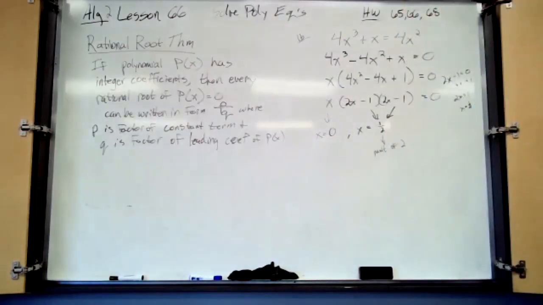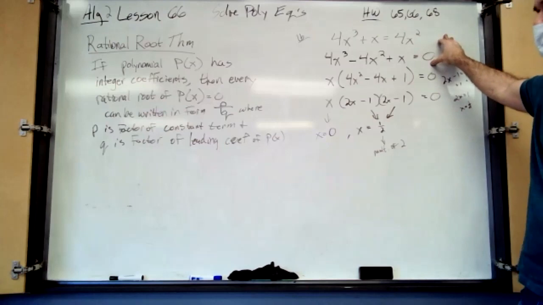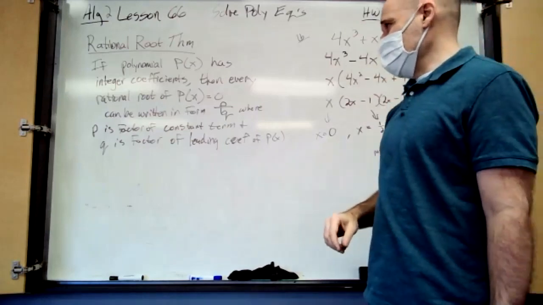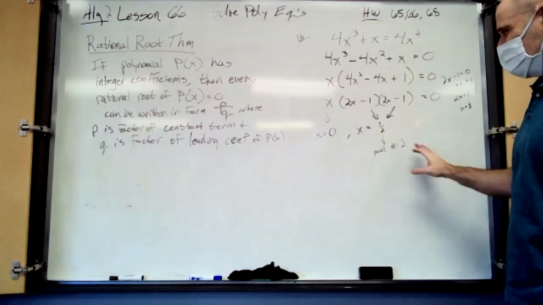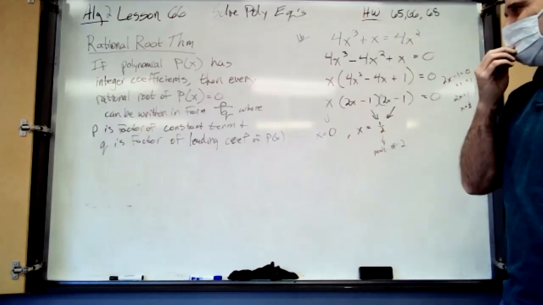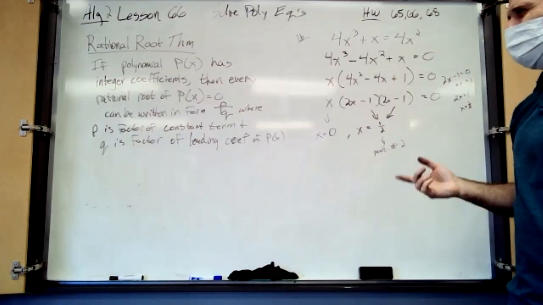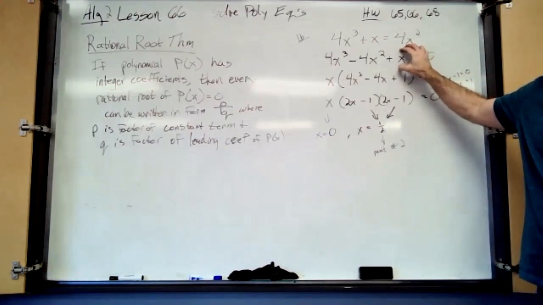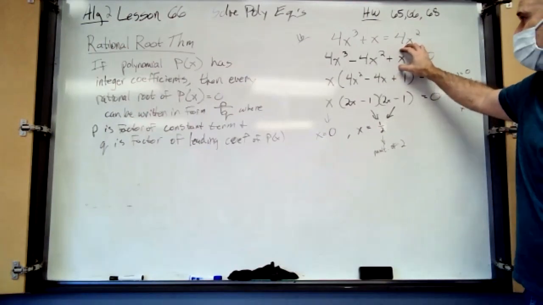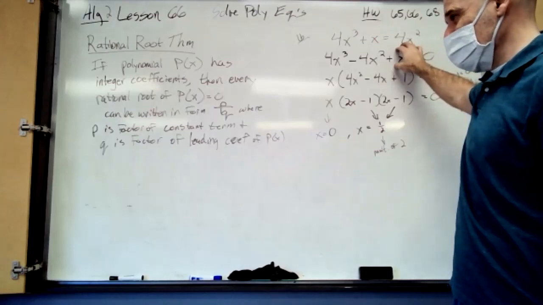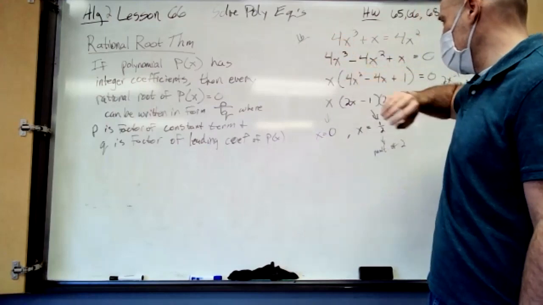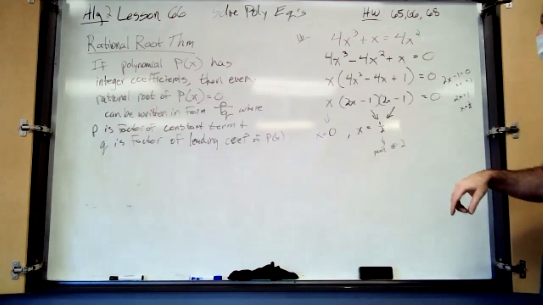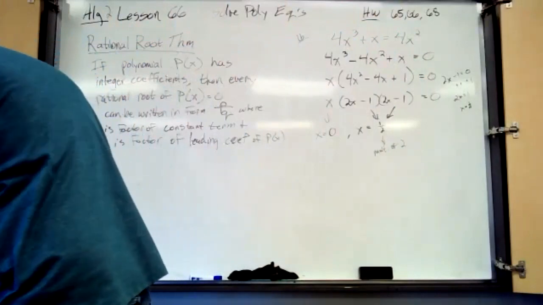All right, so here's the deal. In this specific polynomial, here's P of X equals zero. So P of X is 4X cubed minus 4X squared plus X. So every rational root, so rational roots are like 0, 1/2, can be written in the form P over Q, where P is a factor of the constant term. So what are the factors of X? Just one, right? So P are factors of the constant term and Q is a factor of the leading coefficient, 4. So 1/2 is a possible root because 2 is a factor of 4, okay? Let me do another example.